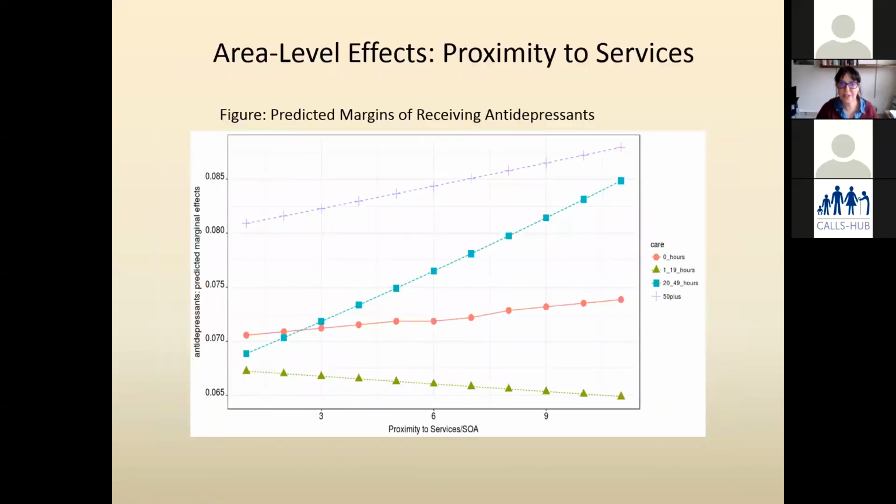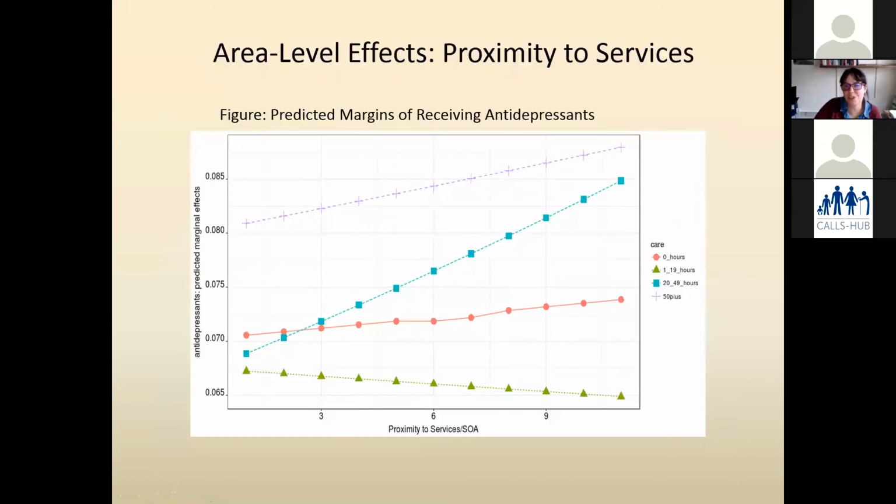And we looked at area level effects as well. Proximity to services is an index measure that's supplied by NISRA, the Northern Ireland Statistics Agency, and it basically measures living in areas that are remote, that are far away from services. So how close in terms of travel time by car am I to GP practices, shops, and other amenities.